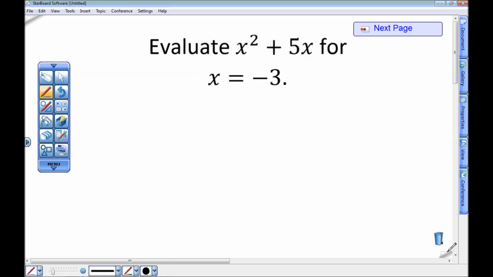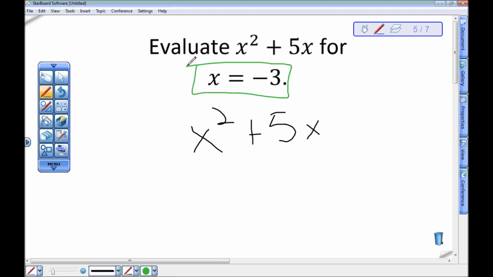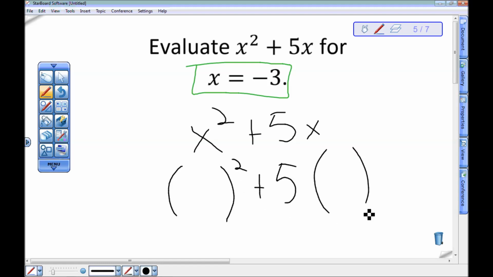Okay, great. Here's another one. I want to evaluate x squared plus 5x for x equals negative 3. So I have the same idea here. I have this expression, x squared plus 5x, and instead of the x, I want to substitute in this value, negative 3. So I will draw my parentheses. That's where the x's were, so that's where I want to write this negative 3. So I need a negative 3 in here and a negative 3 in here.